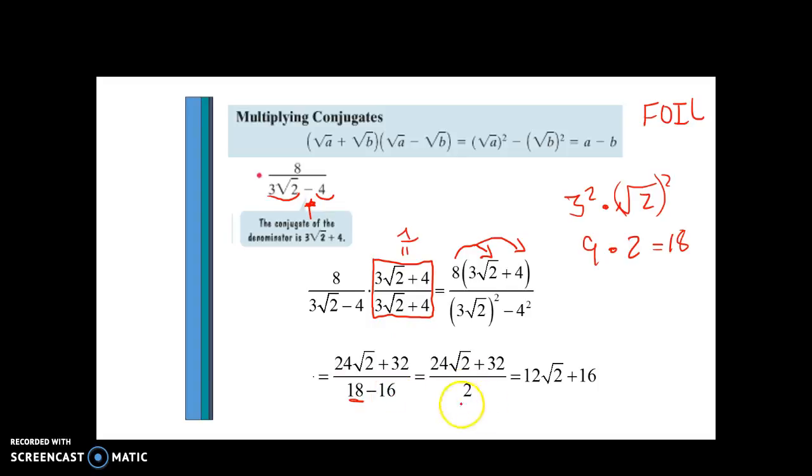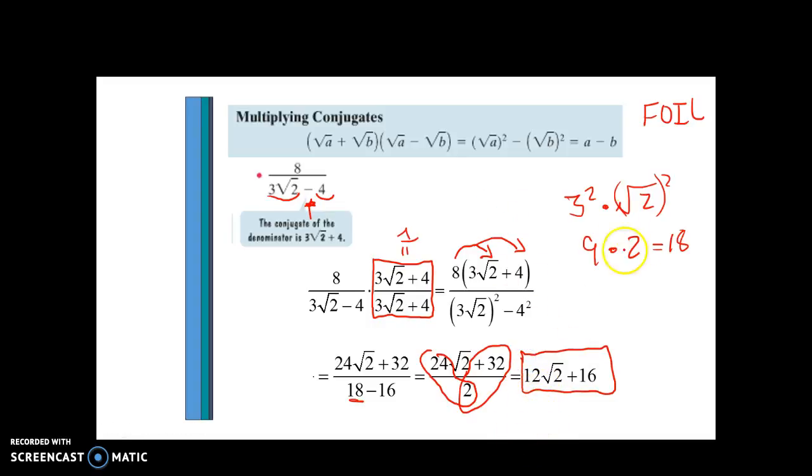18 minus 16 is 2, and then again, we just look at our little fractions here. And remember, in this case now, we have a binomial on the top. We have two terms, two numbers separated by an addition sign, so each of them have to be reduced separately. All right? So 24 divided by 2 is 12. I keep the root 2. That's going to be 12 root 2. And then 32 divided by 2 is 16. So now this is reduced. We have 12 root 2 plus 16. And this is rationalized as well.